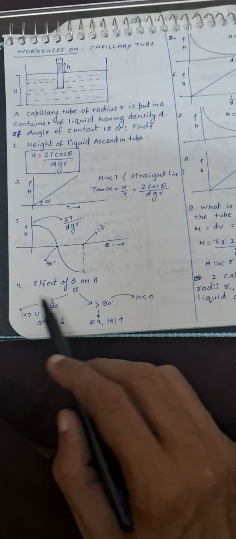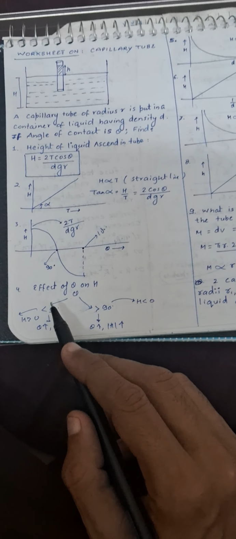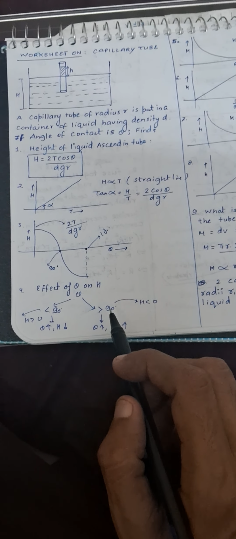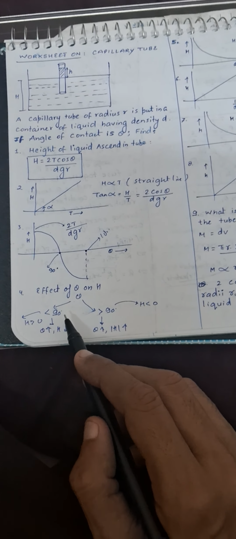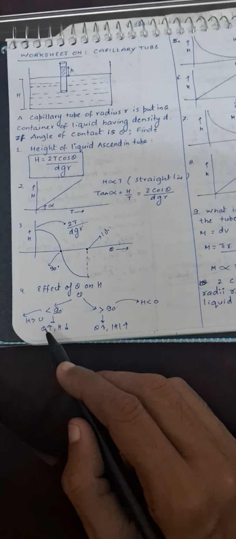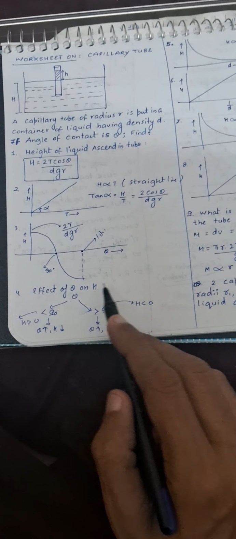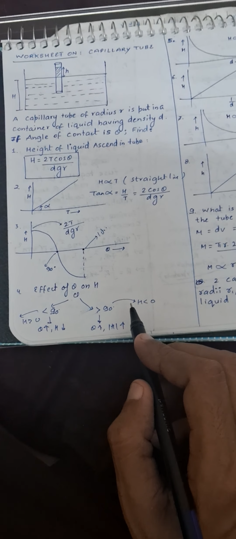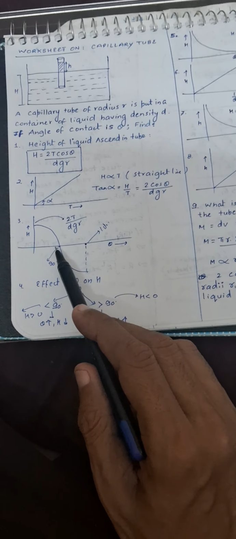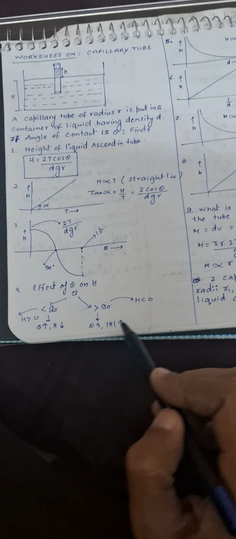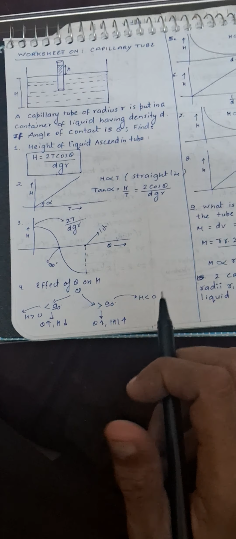Now there is a question: what is the effect of theta on h? We discuss two different cases. First is theta less than 90, another is theta greater than 90. If theta is less than 90, then height will be positive as cos theta will be positive. On increasing theta, we can see that height decreases. If theta is greater than 90, height will be negative, that means it will descend down. On increasing theta, the magnitude of height increases. So it's a bit different for those cases.